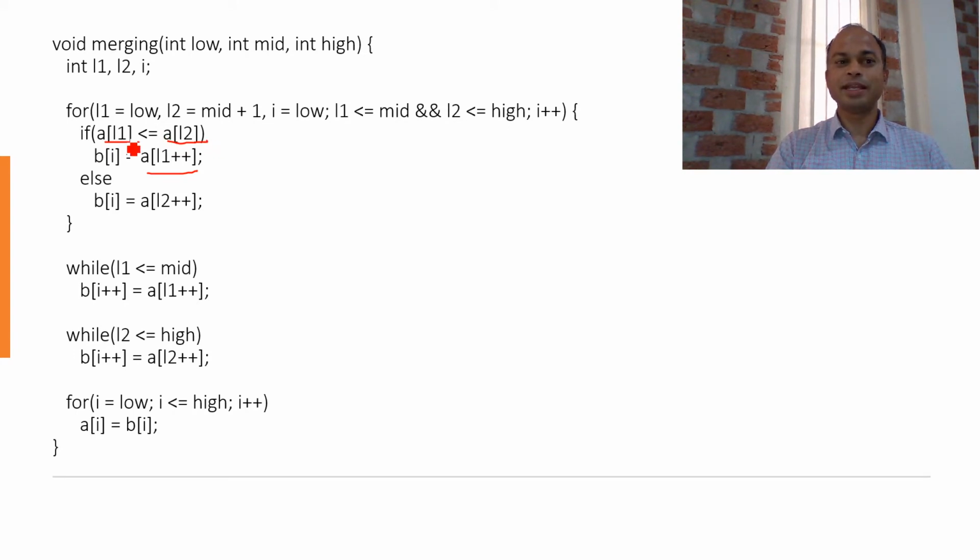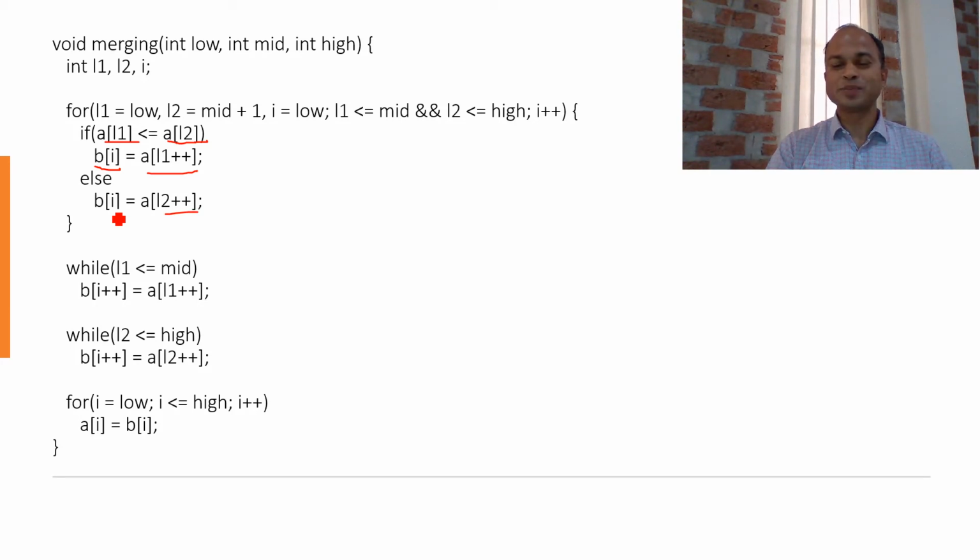So first subarray is starting from say L1, second subarray is starting from L2. So we are comparing the first element of the first subarray with the first element of the second subarray. Whatever is smaller, we are copying into B. If A[L1] is smaller, then we are copying it into B. If A[L2] is smaller, then we are copying it into B. So the smaller one is copied here.